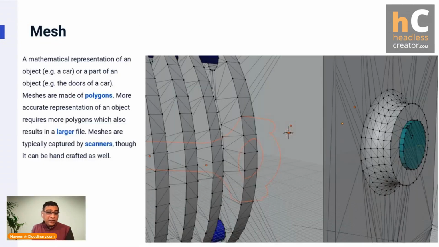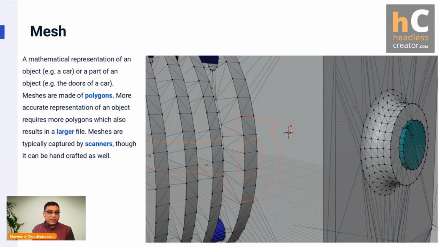The first thing you need to do when you're creating a 3D model is to capture the geometry, the actual surface of the object that you're trying to model, in whatever software you might be using. And you'll hear the word mesh quite a bit.